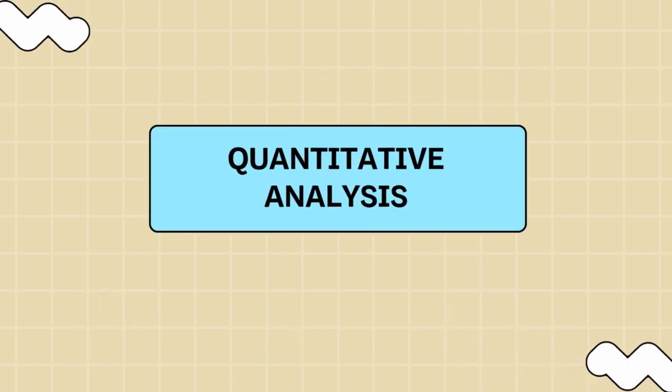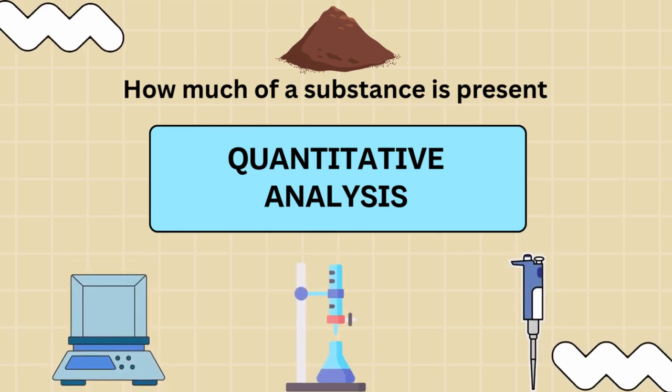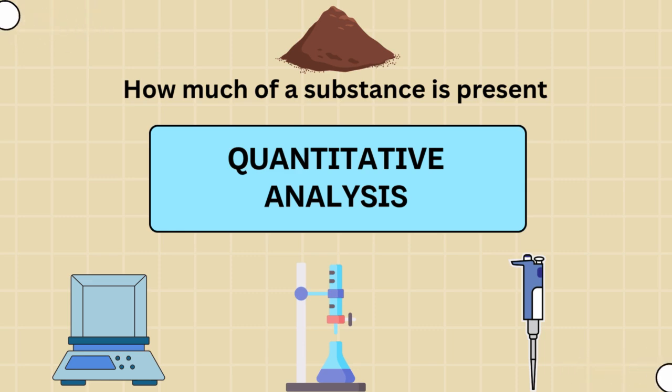Quantitative analysis, on the other hand, tells us how much of a substance is present. This involves measuring concentration, using precise instruments, and analyzing signals. Accuracy often depends on the tools used and the chemical principles behind them.